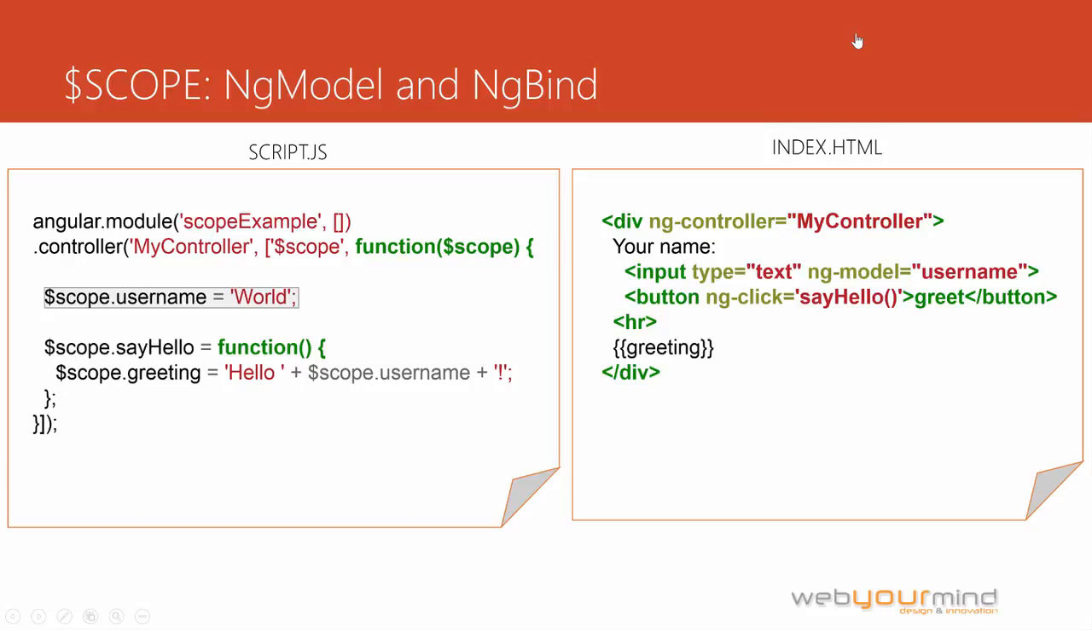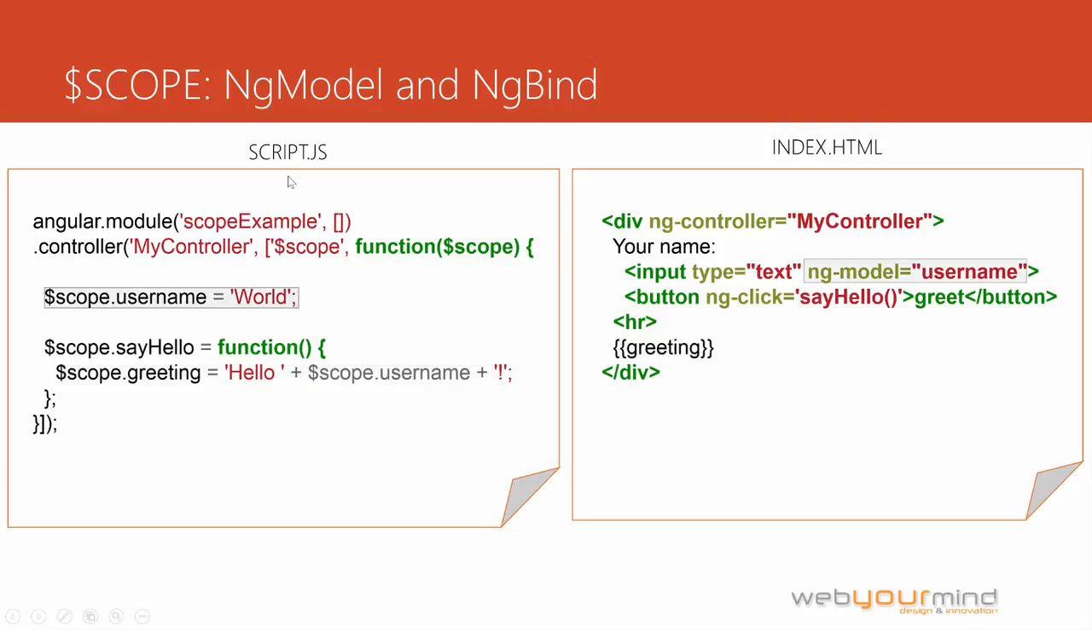which is initializing the greeting value in our scope to be a string. It will be hello and the value that we have stored in username, so it will be hello world. And the last thing we are doing is using ngBind in its double curly brackets notation. So we have greeting on the right side, which maps to the $scope.greeting. So it will print out the hello world string.